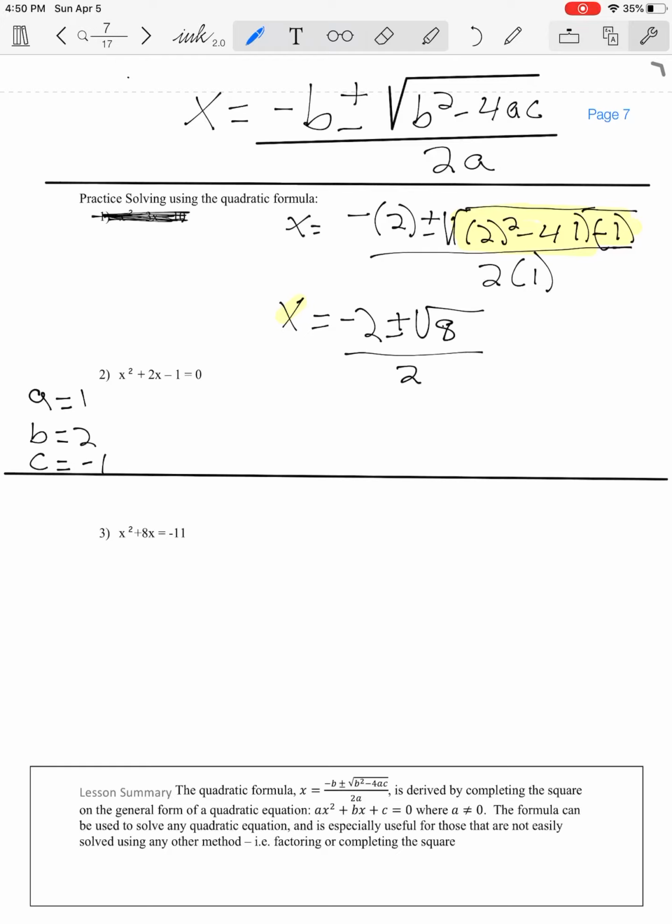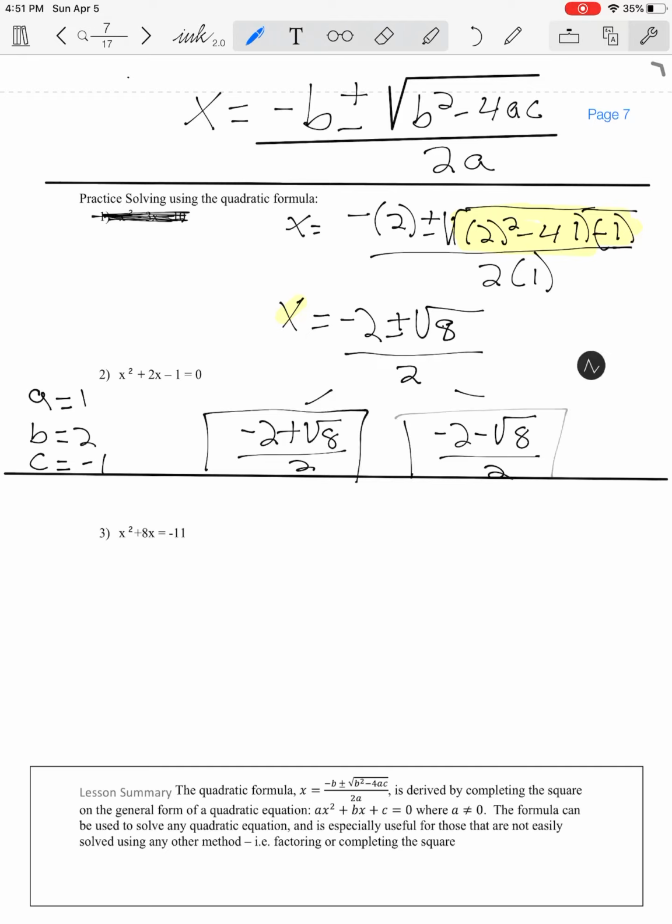Now, this is simplest radical form. If I ask you to solve these, I would get negative 2 plus the square root of 8 over 2. And I would get negative 2 minus the square root of 8 over 2. Those are in simplest radical form. Make sure we always write x equals.